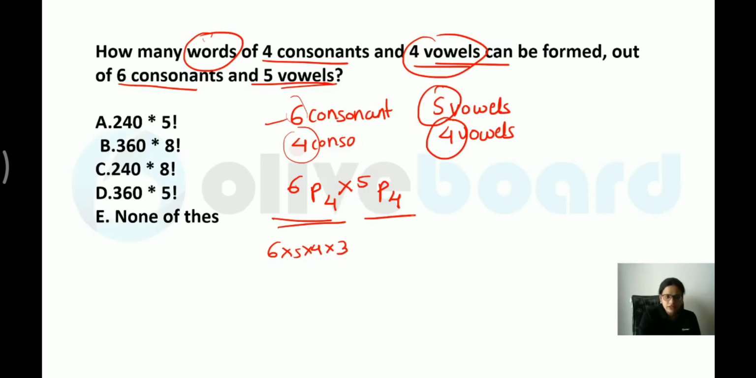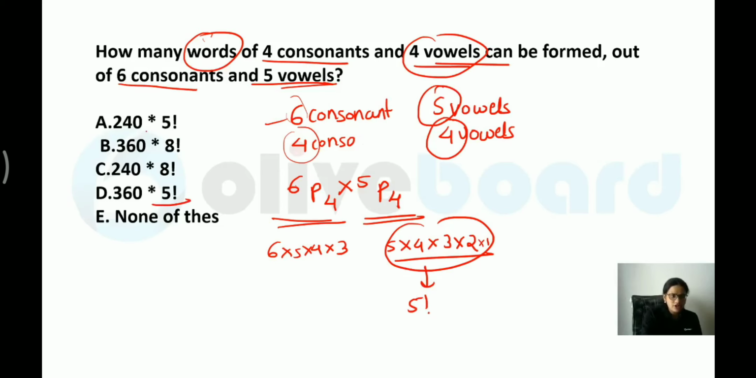Yes, and for this, what can you write? 5, 4, 3 into 2. Now only 1 is missing. So even if you write this as 5 factorial, that is equally good, because even if you multiply by 1, same answer would be there. So 5 factorial, either this option or this option.